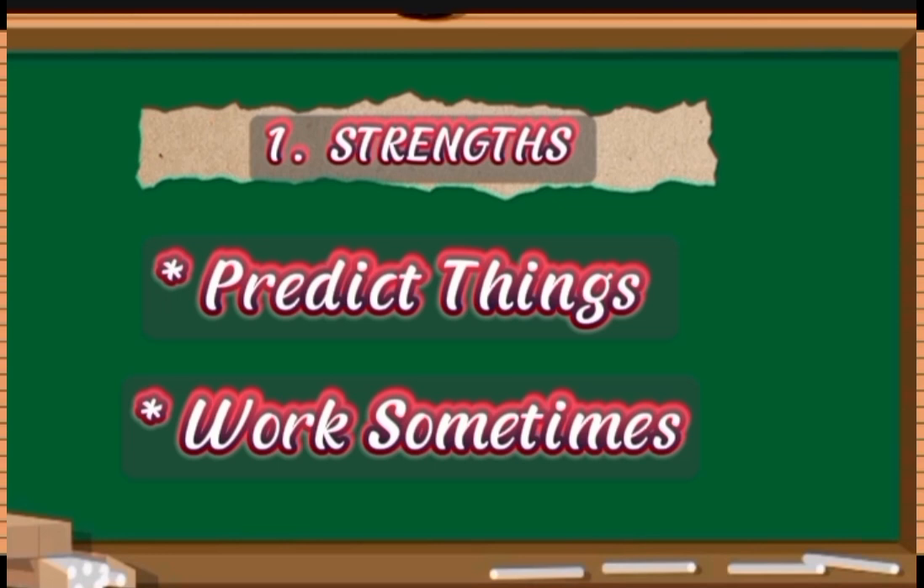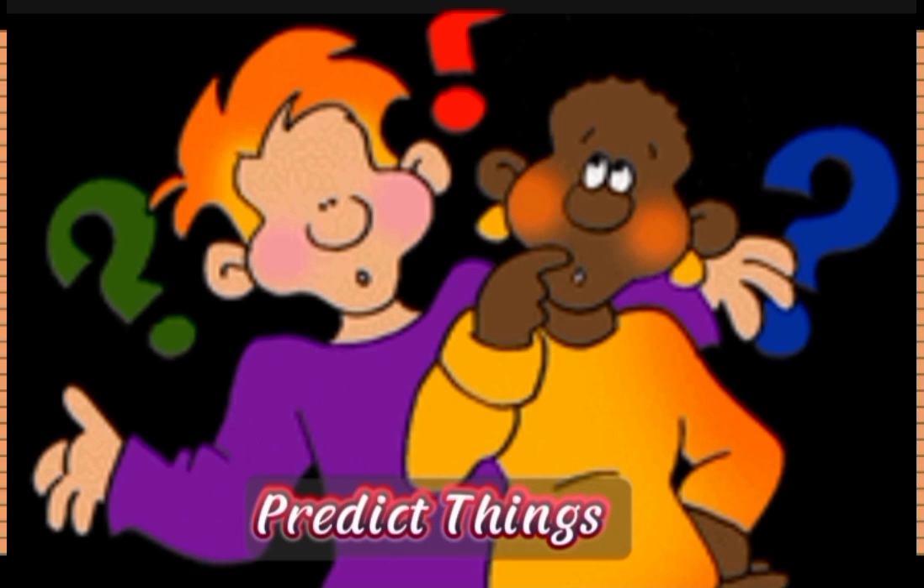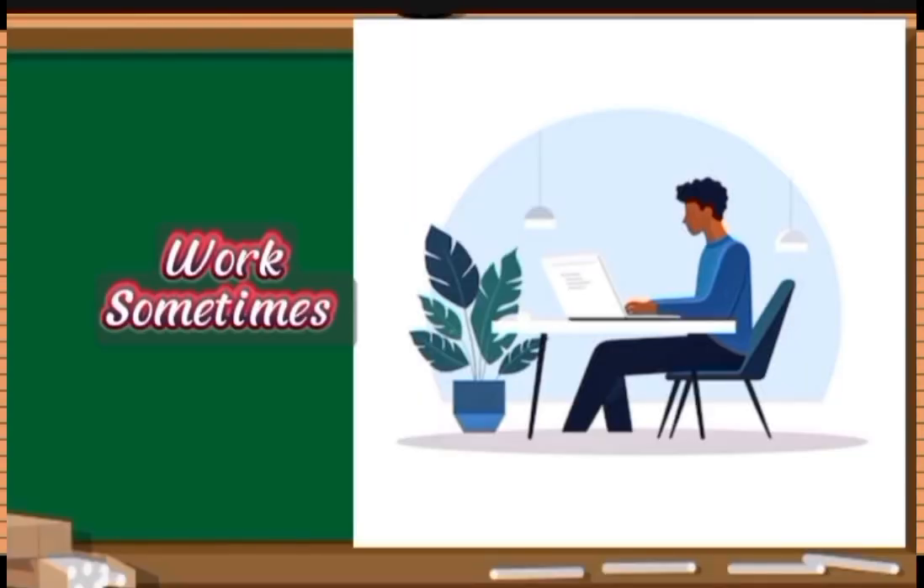Let's discuss first the predicts things. It's often pretty good at guessing what people will do. Like, if something is cheaper, people usually buy it. And the second is works sometimes. In many situations, people do act like they're trying to get the best deal.